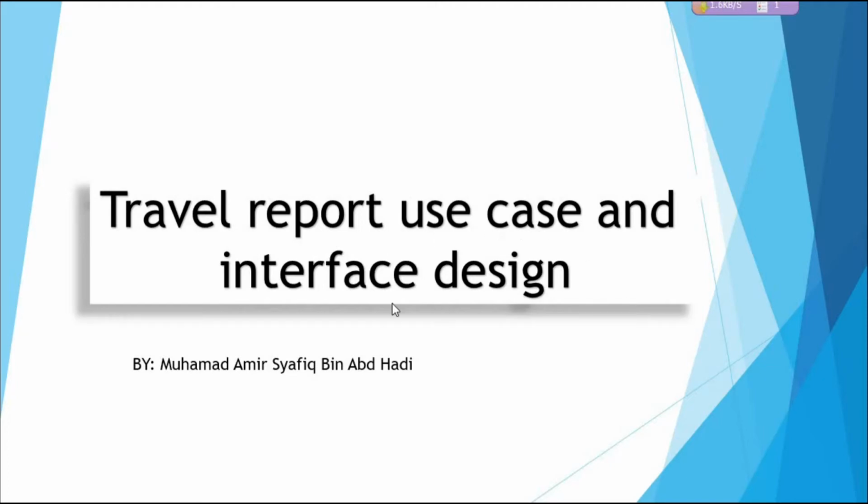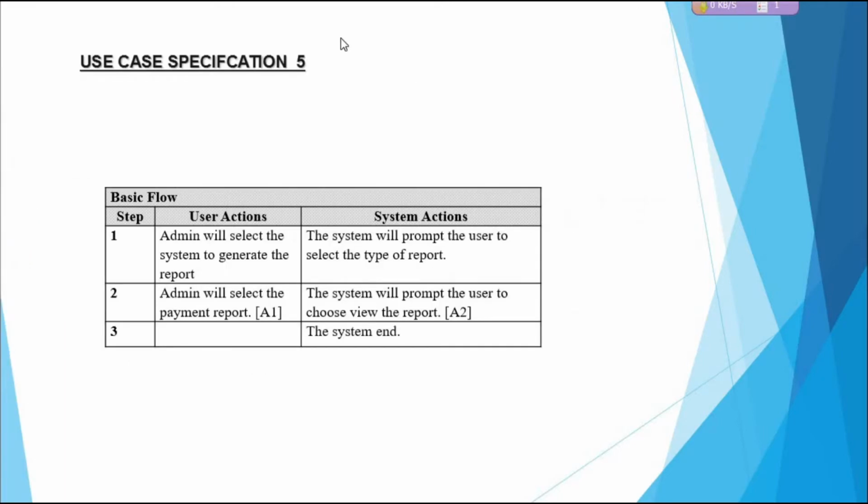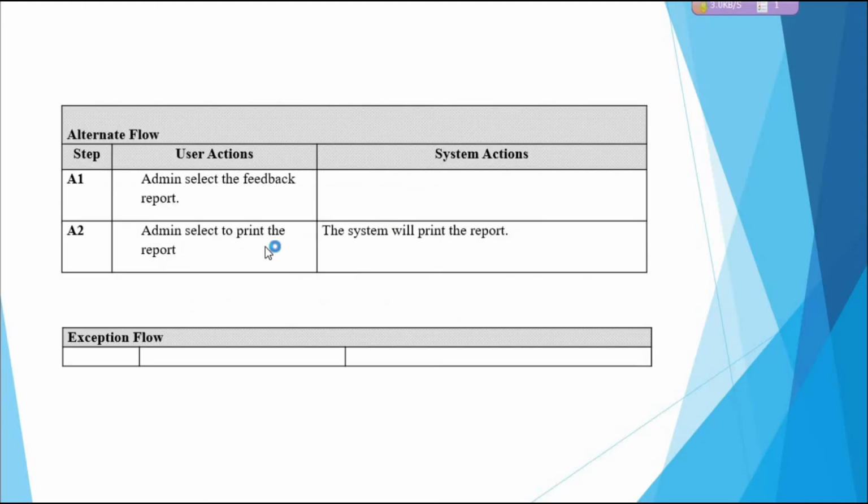Today I will explain about the report use case and the interface design. In our use case specifications, we have the basic flow. The step number 1 is the admin will select the system to generate the report, and then the system will prompt the user to select the type of report. The step number 2, the admin will select the payment report and it will connect to alternative flow number 1, and the system will prompt the user to choose to view the report and it will connect to alternative flow number 2, and then the system will end.